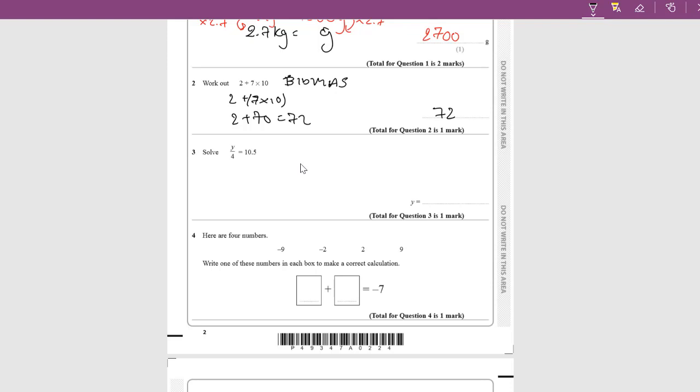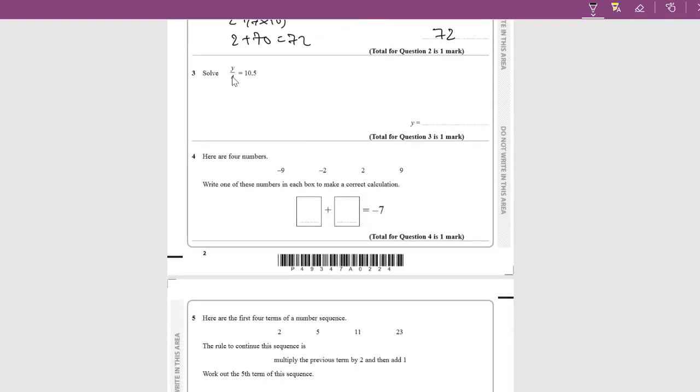Next question. It says y over 4 equals 10.5. We want to find what y is. So that means we want y to be the subject. We want y on its own. So to get rid of this divide by 4, we would just multiply by 4. And whatever we do on one side, remember we have to do on the other side. So we get y equals 42.